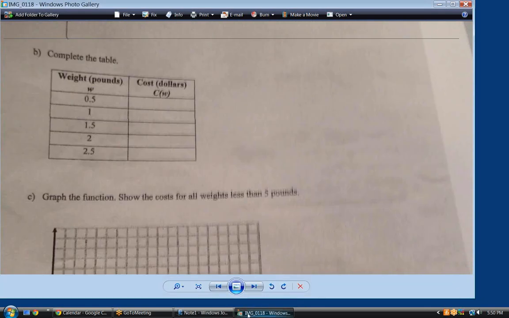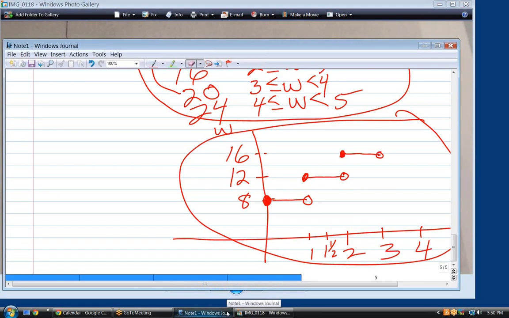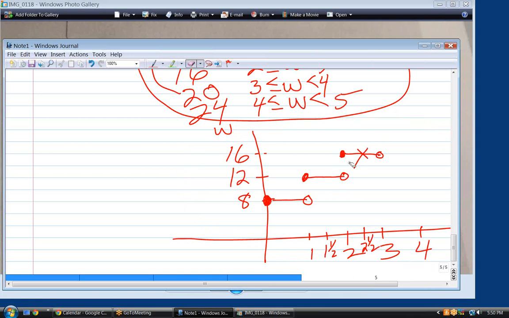How about 2.5? It'd be about 20. 2.5, right there. What's the Y value at 2.5? 20. Look on my page. What's this Y value? 16. Oh, okay, I see. In other words, this is a step function. This is the exact same thing as a step function.